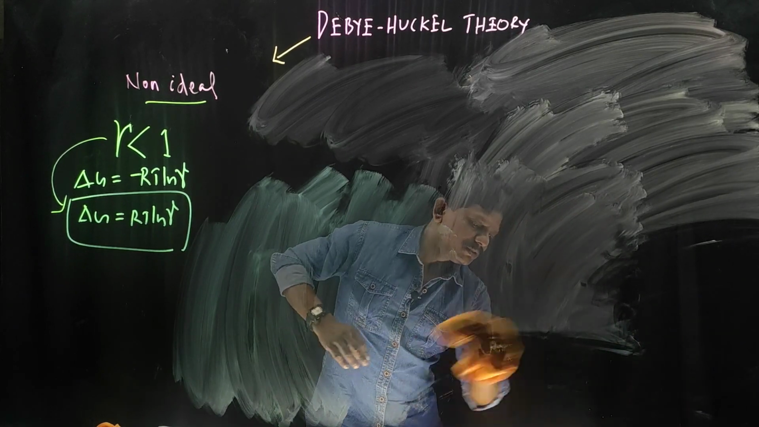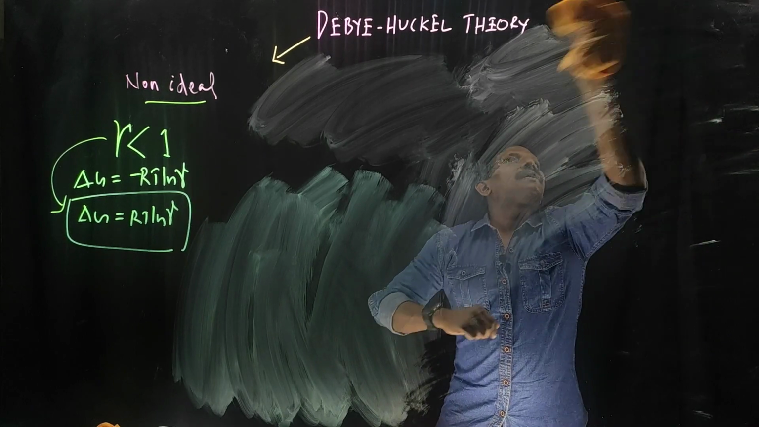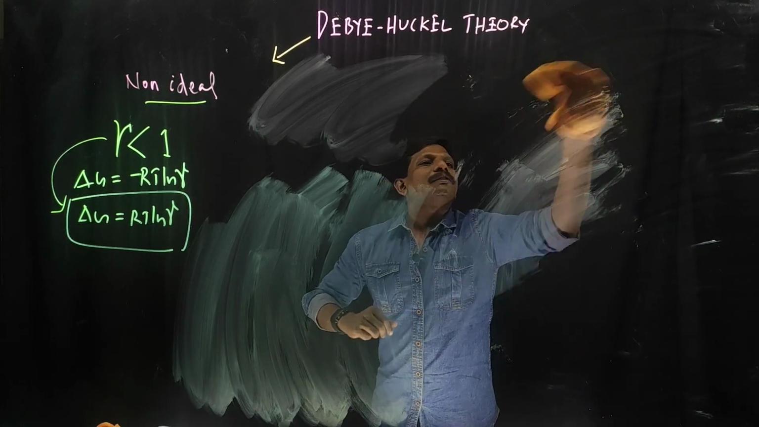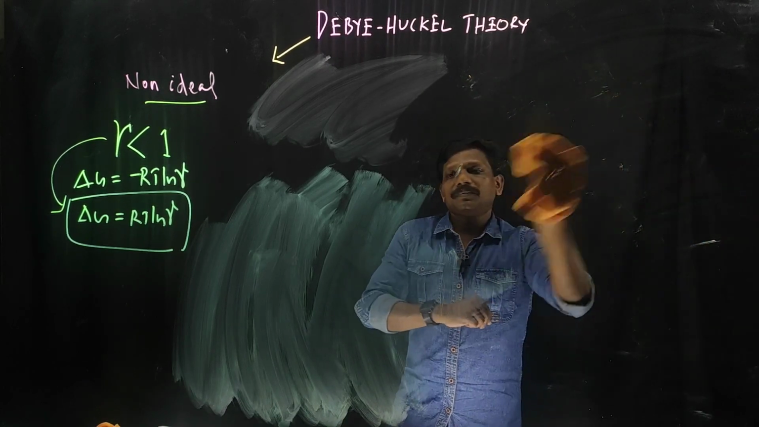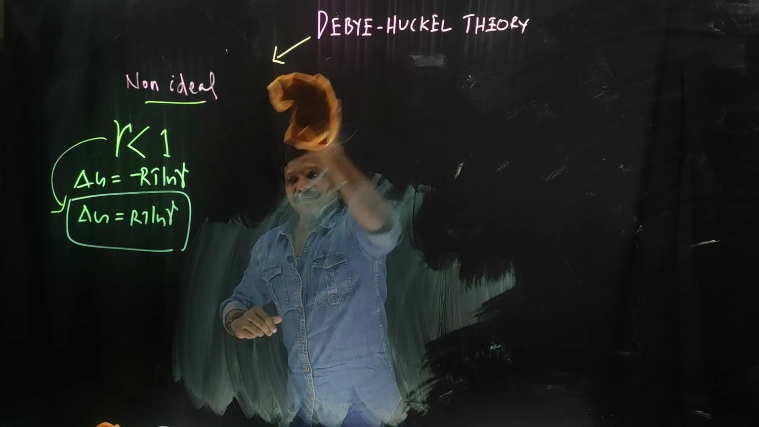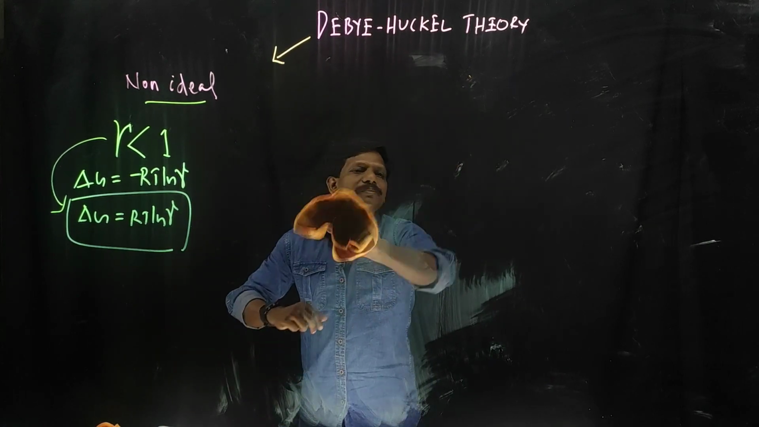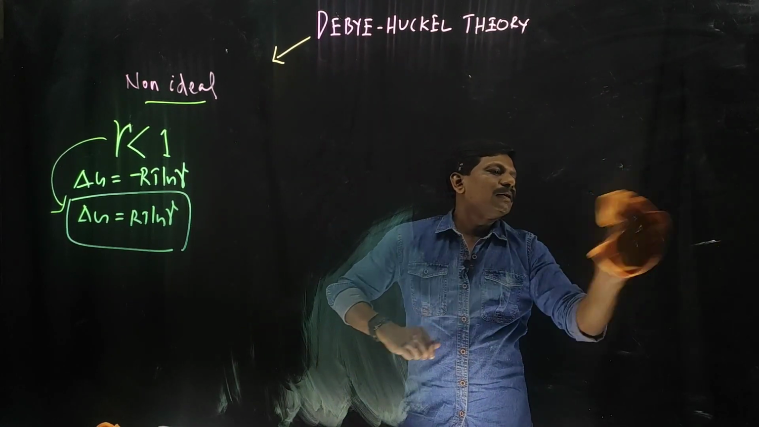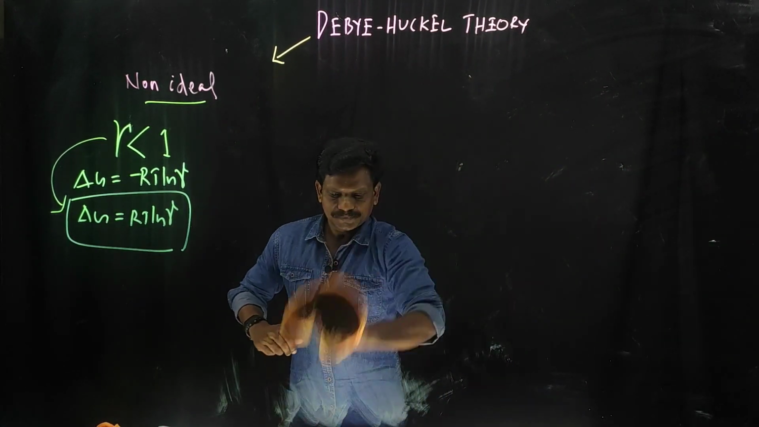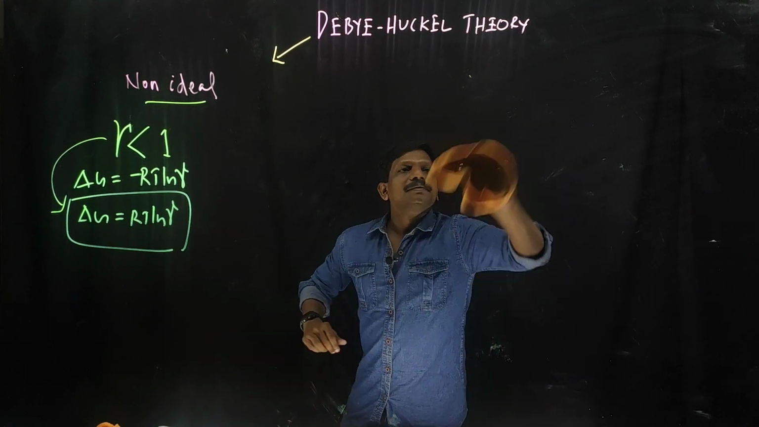First we will see what the ionic atmosphere is and what are the factors affecting the ionic atmosphere. That is our next discussion. We are gradually reaching the Debye Huckel theory. Okay, let us see what this is.